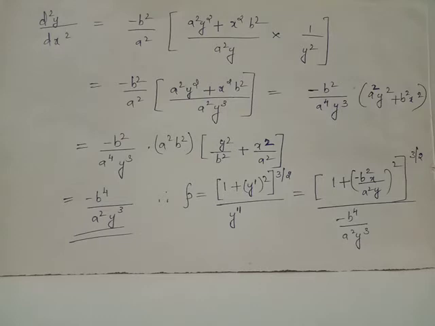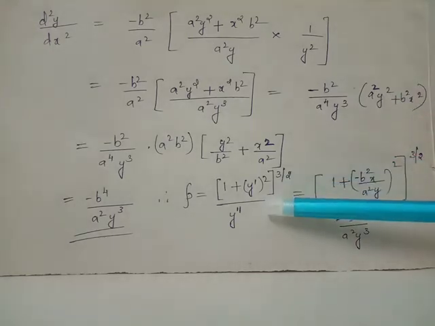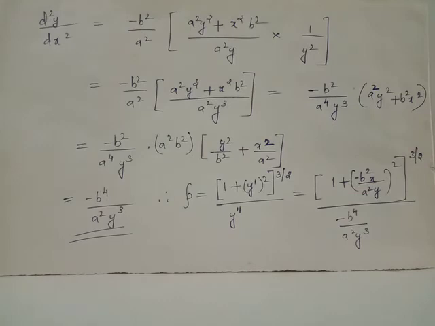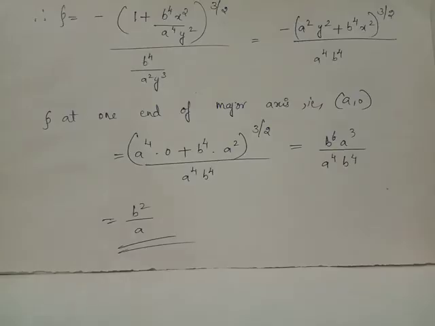Substituting the expressions of dy by dx and d square y by dx square in the standard equation of radius of curvature, we will get rho equals 1 plus negative b square x by a square y, the whole raised to 2, the whole raised to 3 by 2, divided by minus b raised to 4 divided by a square y cube. We can neglect the negative sign since we are computing the radius of curvature.